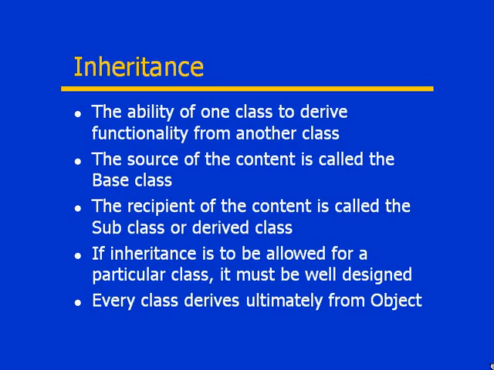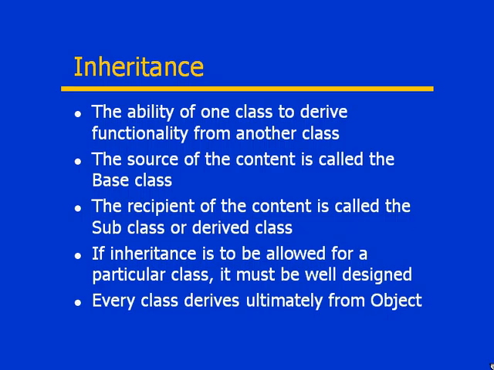Put very simply, inheritance is merely the ability of one class to derive functionality from another class. So if I've got a class that provides and defines some basic functionality that I want to use elsewhere, I can derive another class from it, and all of the structure and content of that class will be derived or inherited by that subclass. So the source of the content is referred to as the base class. This is where the content's actually coming from. And the recipient of that content is called the subclass or derived class.